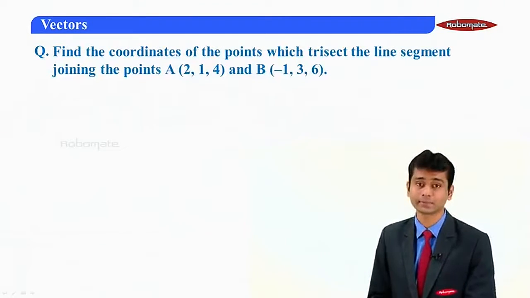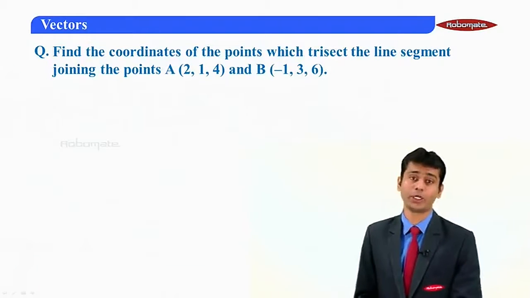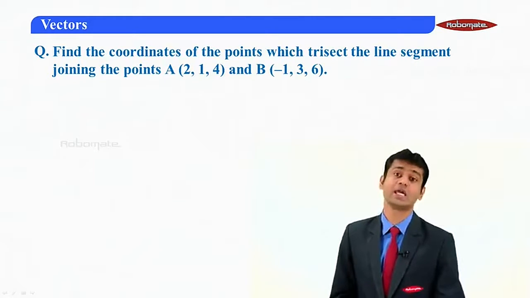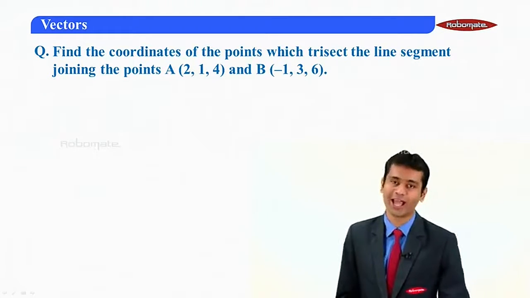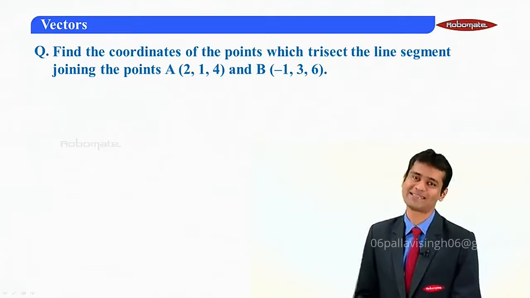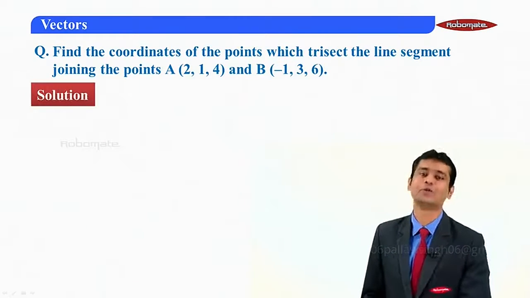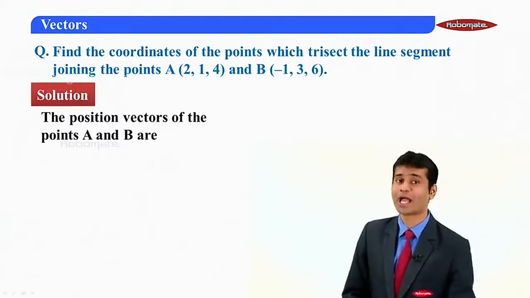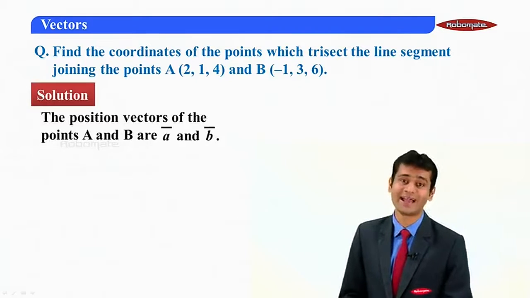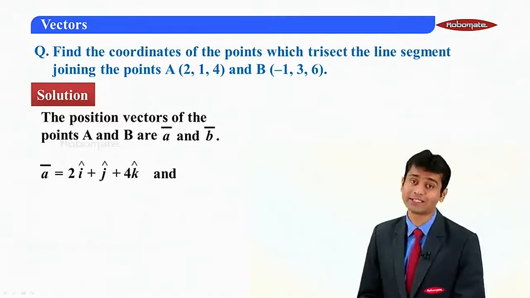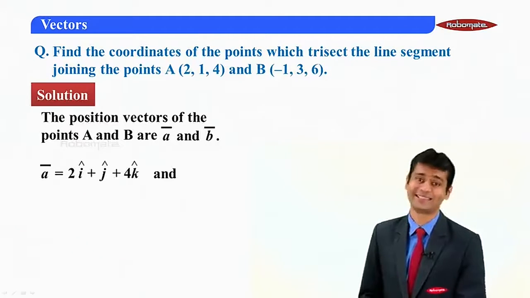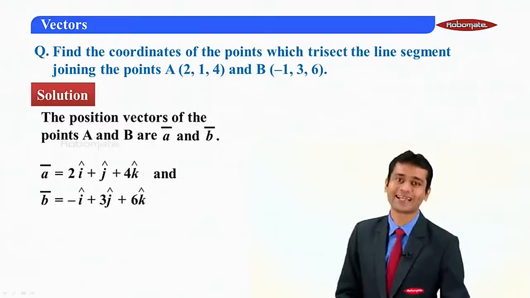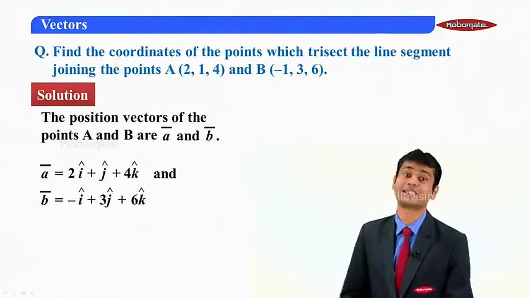The question says: find the coordinates of the points which trisect the line segment with the points A (2, 1, 4) and B (-1, 3, 6). Here is the solution. First of all, consider the position vector of point A and point B to be A bar and B bar. So A bar you get here is 2i cap plus j cap plus 4k cap, and B bar here you get is minus i cap plus 3j cap plus 6k cap.